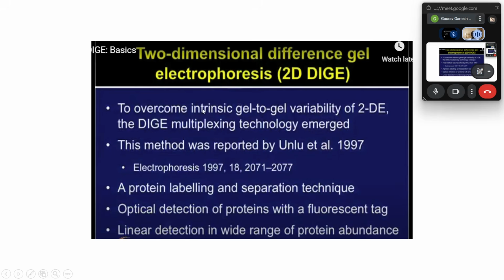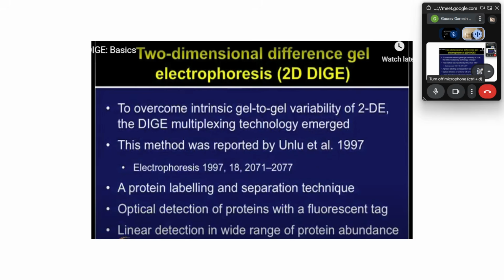So starting with DIGE. What is DIGE all about? This was the technique first reported by Unlu in 1997, and it is a technique wherein gel-to-gel variability is reduced basically. If you see in terms of 2D gel electrophoresis, which we did in our last week's lecture, you can run one sample, do the isoelectric focusing, then do SDS-PAGE and then visualize. So per sample you will need a specific gel altogether.